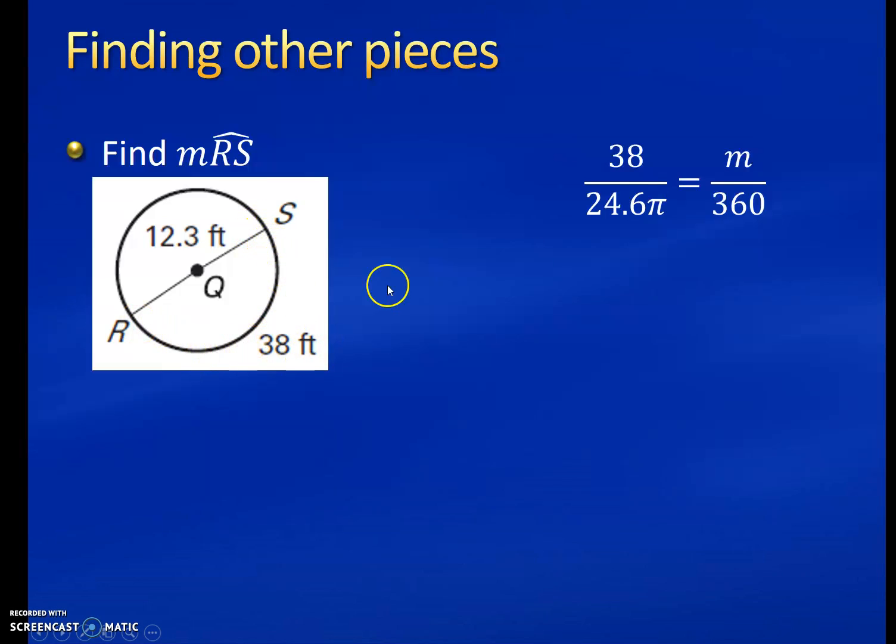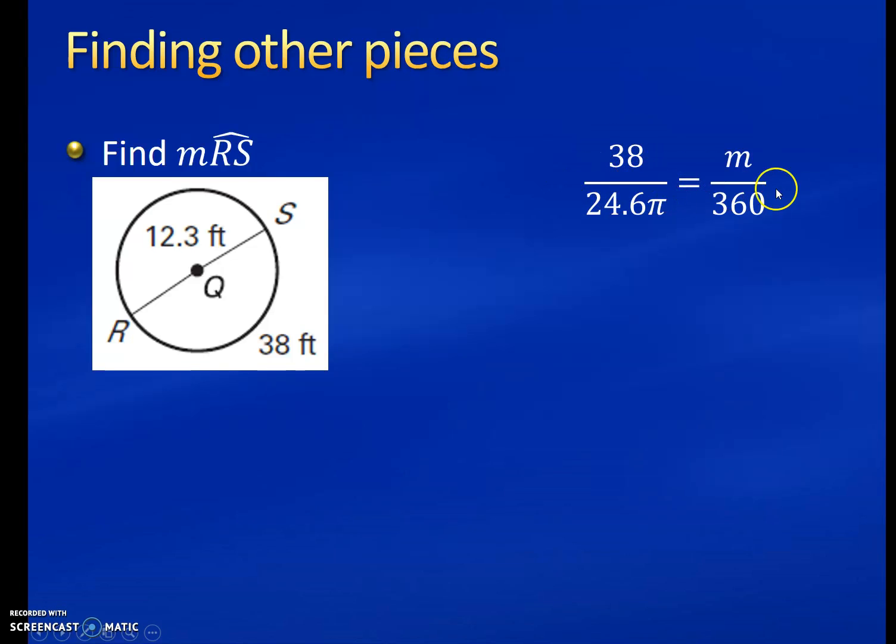So I don't know the circumference. That's why I came up with the circumference right here. If you're ever not sure if I'm giving you radius or diameter, feel free to question that. Okay, I'll let you know. Anyways, so the radius is 12.3 feet. That represents this portion right here. So the circumference is double that, or 24.6 pi. And then I'm telling you the arc length, which is why the top here is 38.